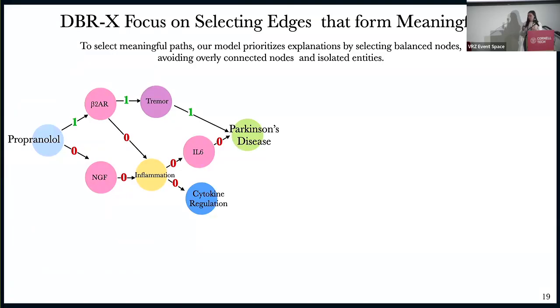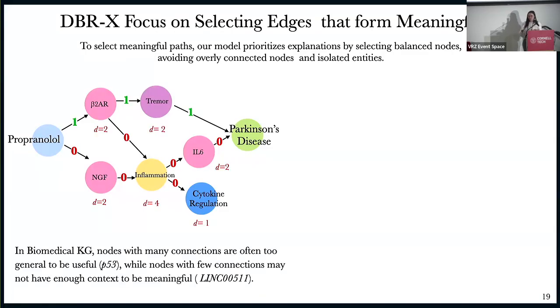So once we identify these important connections based on this minimization, we were also interested in selecting edges that form meaningful paths, meaning that we want to focus on nodes that have a balanced connectivity. In biomedical knowledge graphs, we usually deal with nodes that are highly connected, like P53, and P53 is basically related to all types of cellular processes, and it's not very informative when you are trying to explain something. Or then you have isolated nodes, like non-coding RNAs that no one knows a lot about. So it's also not adding a lot of context to your predictions. So you want to ignore that.